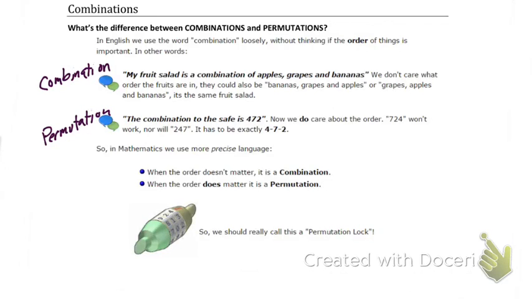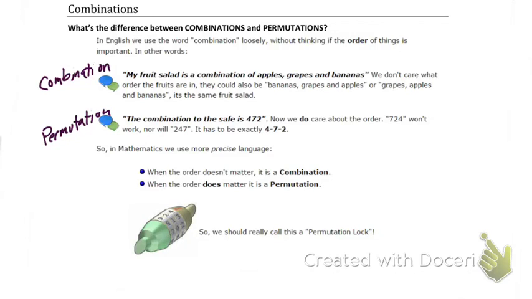Well, that leads us to a very bad problem that we do every single day. We have combination locks, right? Doesn't order matter on our locks? So that's why I came up with the point that we should really call these permutation locks. They're not combinations, they are permutations. So from now on, you have to call your locks permutation locks. From now on, all right?